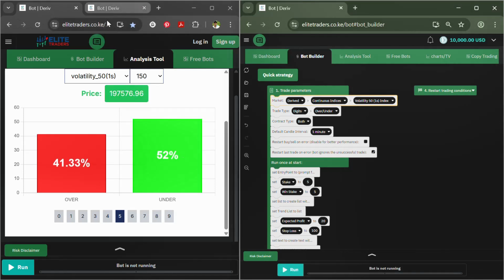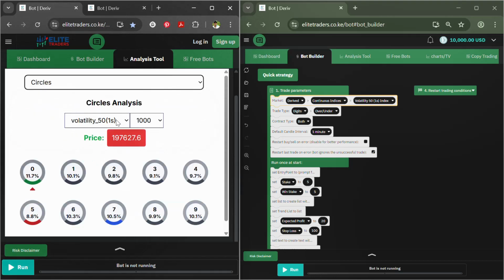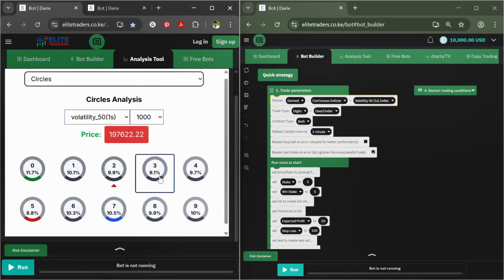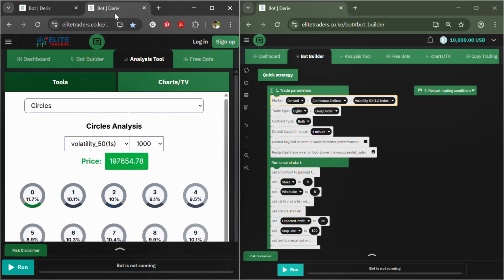The next thing we do is get the entry point. So switch to the circles for 51s. Since we are trading under 7, our entry point will be digit 7. Now let's go to the candles. To access the candles, you just need to click on charts. The charts are just next to the tools.